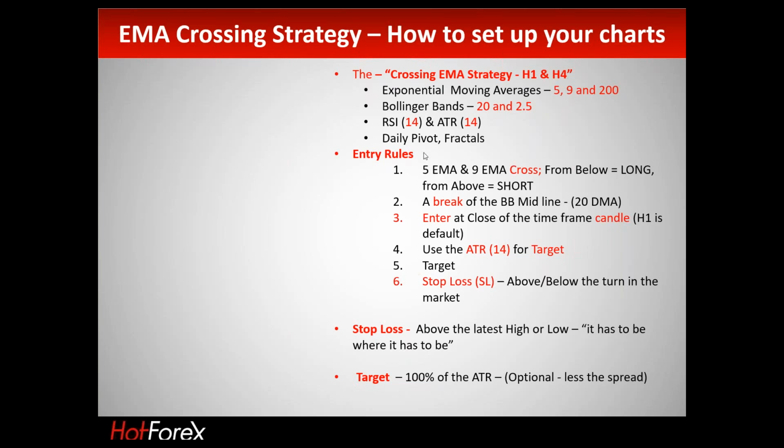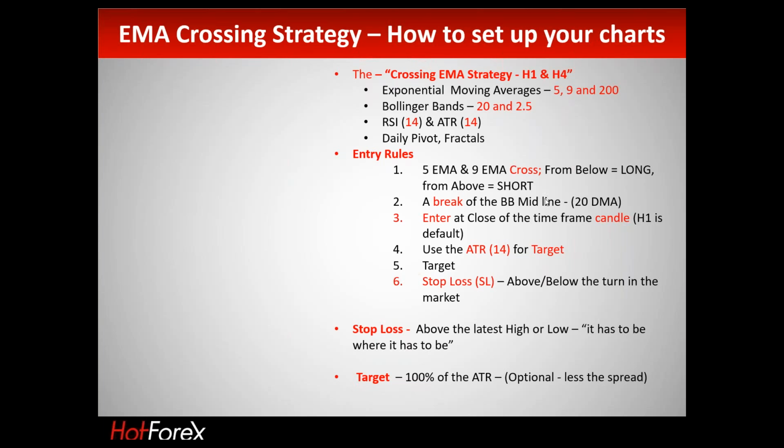And my rules for this system are we need the 5 and the 9 EMA, the exponential averages, to cross. If the 5 crosses from below, it's a signal for a potential long trade. If it crosses from above, it's a potential signal for a short trade. The second trigger, or central entry rule, is we need to break the midpoint of the Bollinger Band. If we're going to go up, the candle time frame we're trading off needs to close above the midpoint of the Bollinger Band. If we're going to go short, it needs to close below the midpoint. And the rest of it just falls into place.